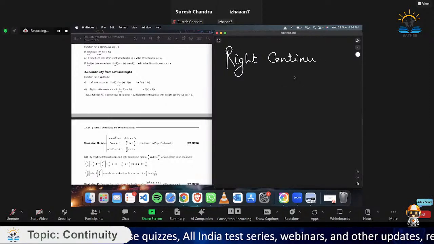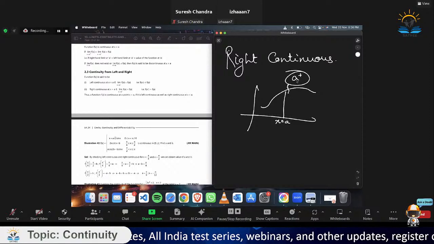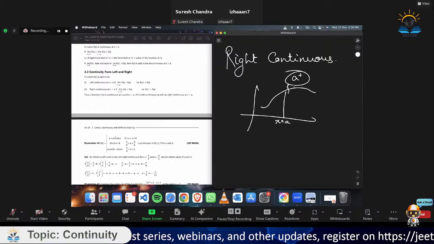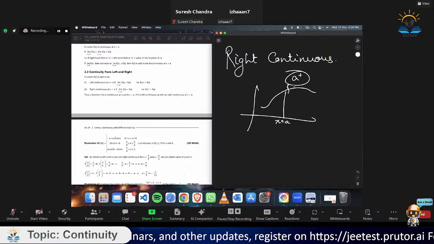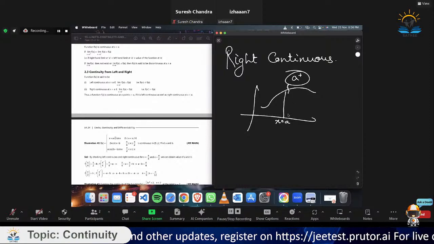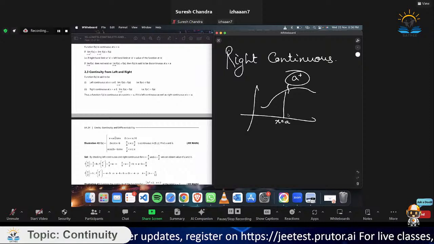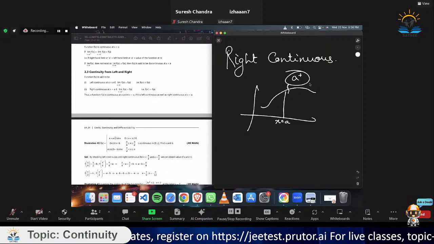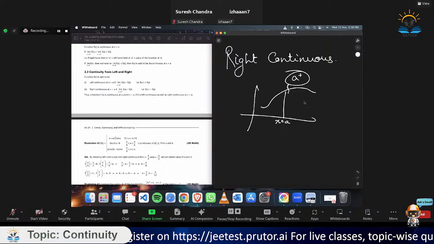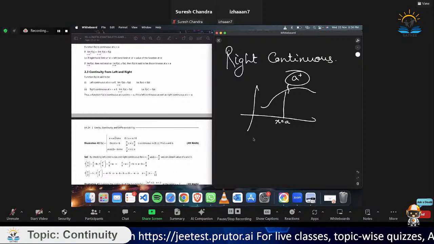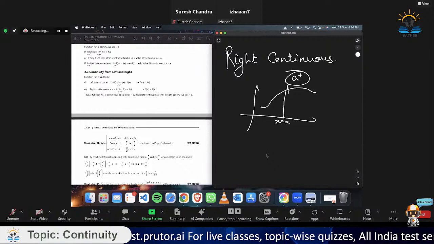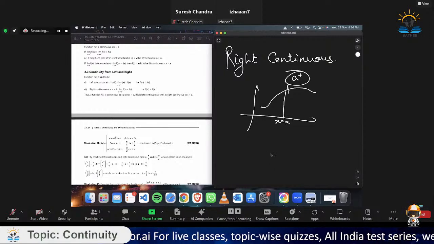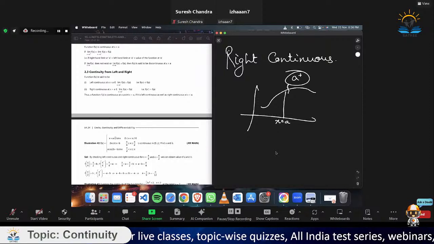I've told you in the previous class, so I'll not be putting much effort here. If x tends to a from the right hand side, it is a plus, and the value which we get, f(a plus), should be equal to f(a) for being right continuous. Right, simple enough. So simply f(a) should be equal to the limit as x tends to a plus of f(x). This is the condition for being right continuous. Now let's move on to some questions of JEE and we'll be through.